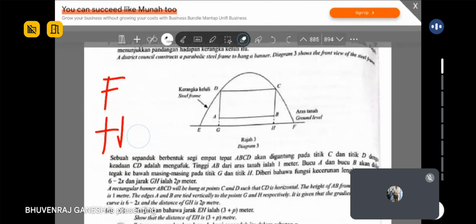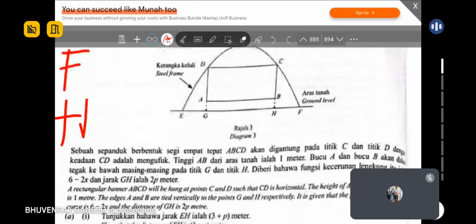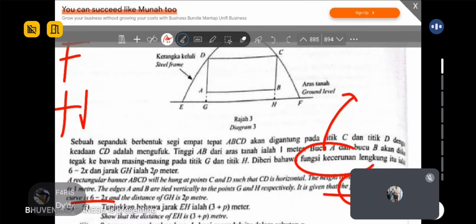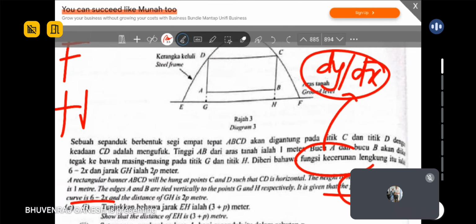So now they ask you to find the distance EH. So you have to refer to the question. Lihat soalan. So first information, gradient function. May I know gradient function, fungsi kecerunan, apa simbol dia guys? Come on, what is the symbol? Yes, the symbol is dy over dx. Selalu ingat, perkataan ni maksud dia dy over dx. Alright, so you know dy dx equal to 6 minus 2x.